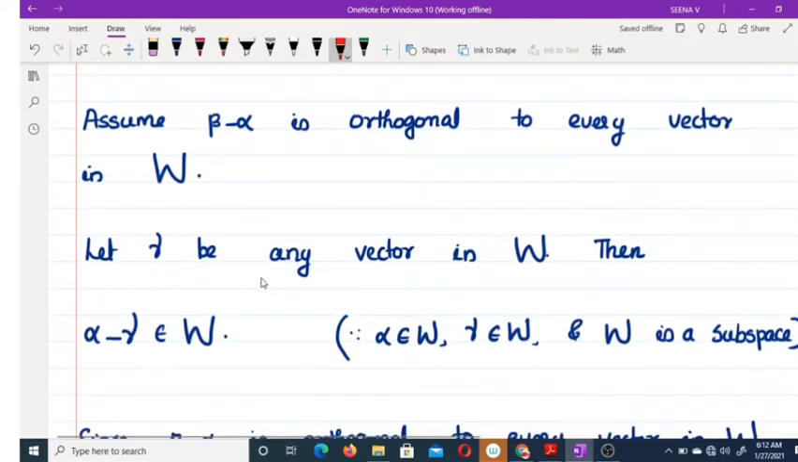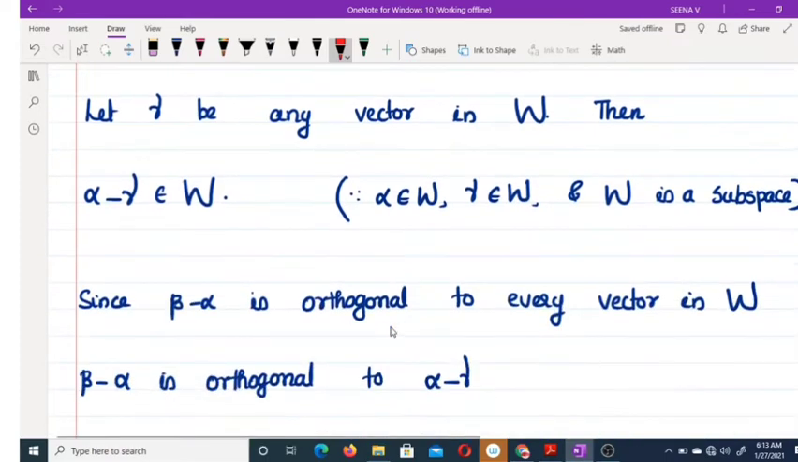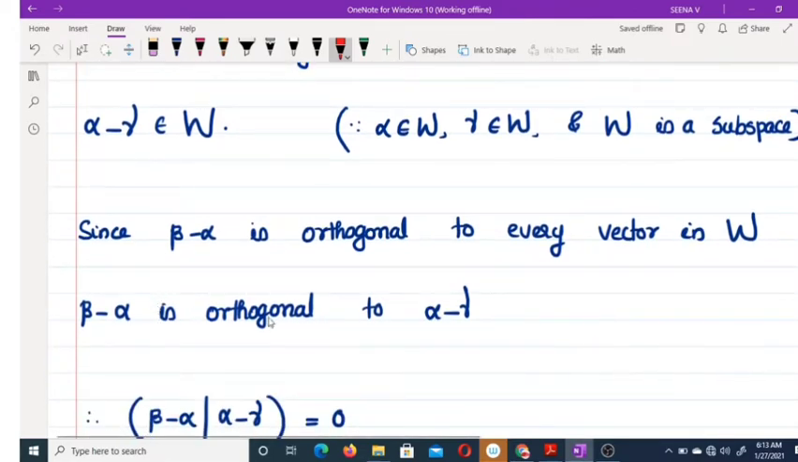So let gamma be any vector in W. Then alpha minus gamma belongs to W because alpha belongs to W and gamma belongs to W. W is a subspace, therefore alpha minus gamma belongs to W. Since beta minus alpha is orthogonal to every vector in W, beta minus alpha is orthogonal to alpha minus gamma also.